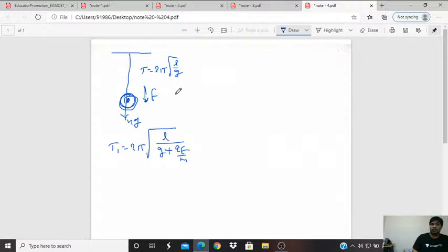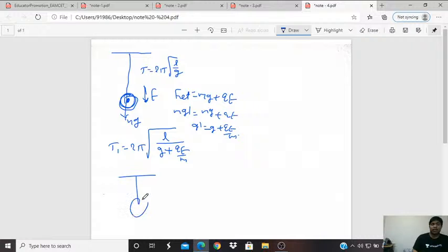How can we get the net force now? Mg plus the force due to electric field QE. Mg dash equal to Mg plus QE. So take M common. So g dash equal to g plus QE by m. Suppose if the field is acting upward, in that case time period is 2 pi root of L by g minus QE by m.